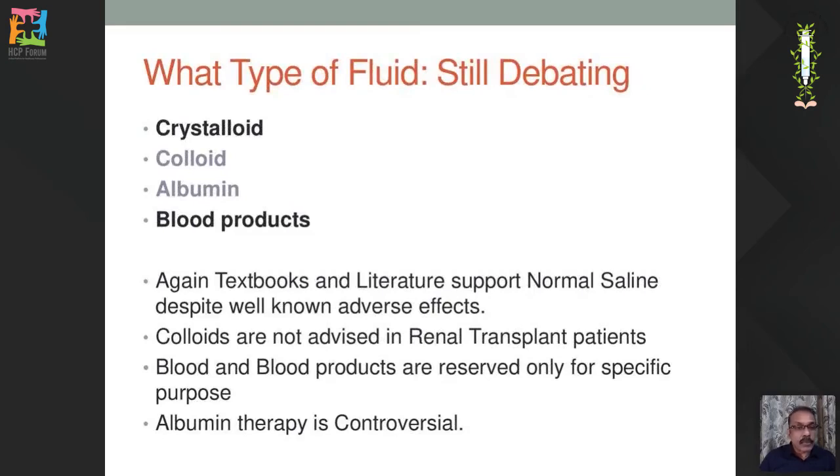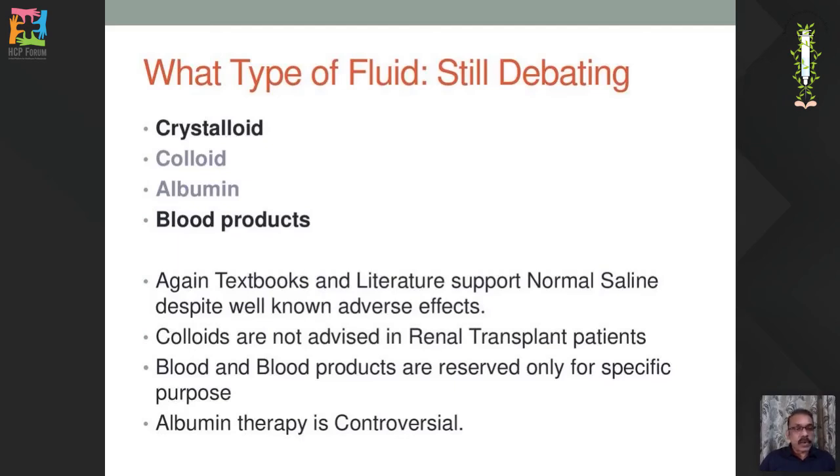Coming to what type of fluid you should use, I have put 4 choices, but 2 of them I already faded out because they are out of practice. You have crystalloid, colloid, albumin, and blood products. Colloid: all the controversies have already been established, so we do not use colloid in renal dysfunction or established renal failure, where there will be one functional kidney. Albumin is a surgical practice; if some surgeon wants to use it, they might, but the evidence doesn't support albumin infusion, because it is an expensive colloid.